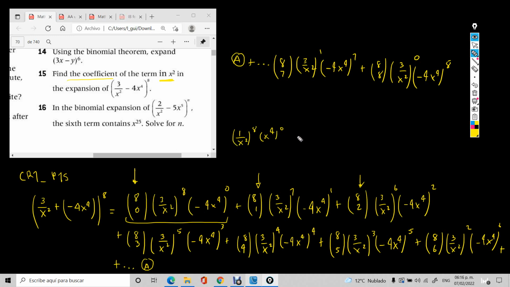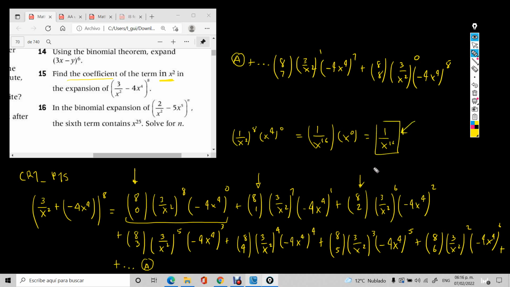Now, what is the variable part of this? That's going to be, by using laws of exponents, you're going to get 1 over x to the 16, right? Because, well, I'm not going to explain laws of exponents. And x to the 0, and therefore this is 1 over x to the 16. So in the end, the variable part of this term is this, guys.